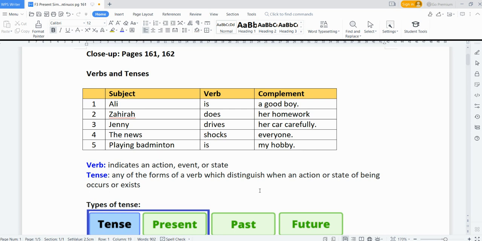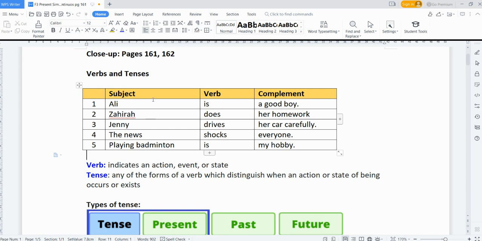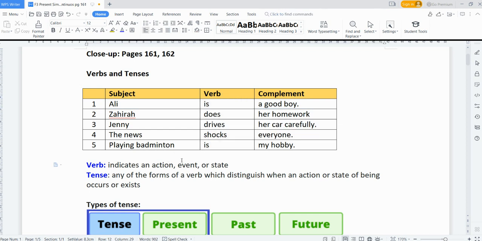So as you can see here, these words in the second column are all the subjects of the sentences, and then these ones are all the verbs of the sentences. Okay, what is a verb? Okay, verb tu apa? Okay, a verb indicates an action, event or state. Okay, in bahasa Melayu we call a verb as kata kerja.